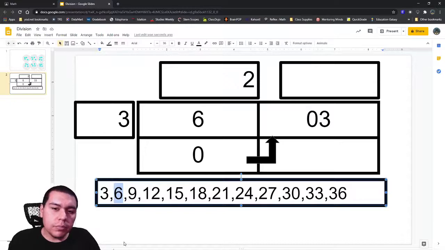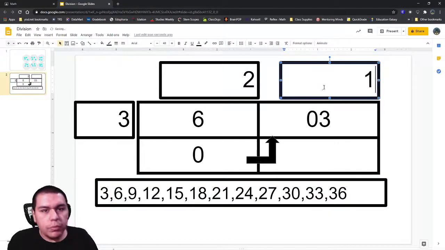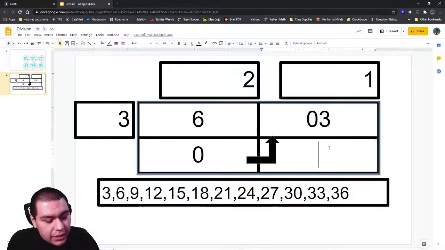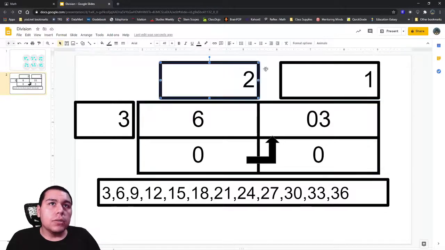Can I put 2 in every group? Do I have enough? No. So I don't have enough for 2, but I do have enough for 1 in every group. If I put 1 in each one of those 3 groups, I'd have 3. What's 3 minus 3? Alexa, what's 3 minus 3? 0. So I'd have nothing left over. No leftovers, no remainders. So my answer would be 21.